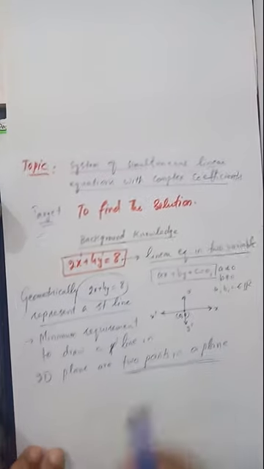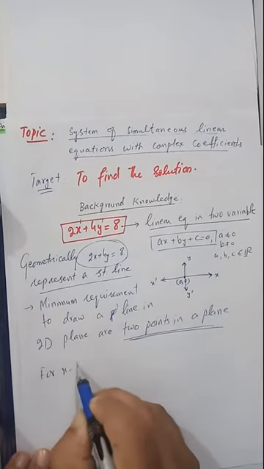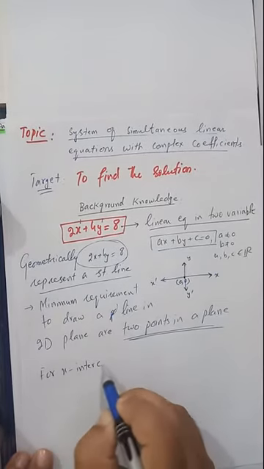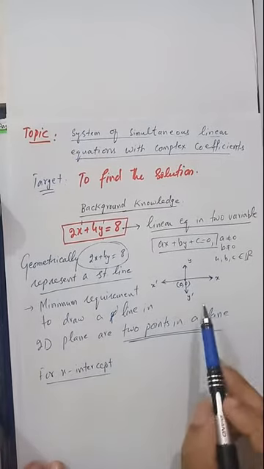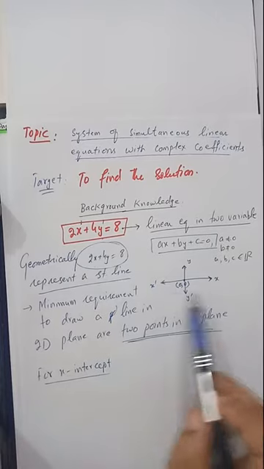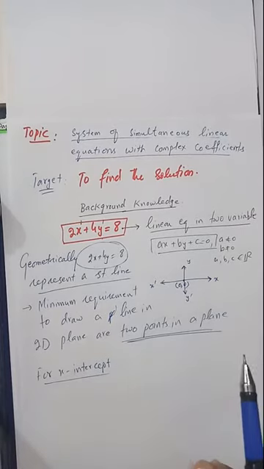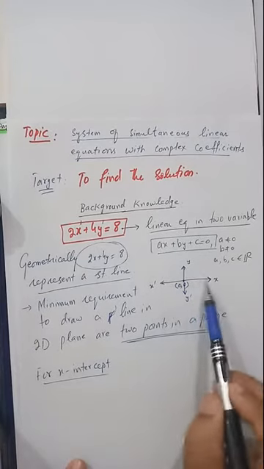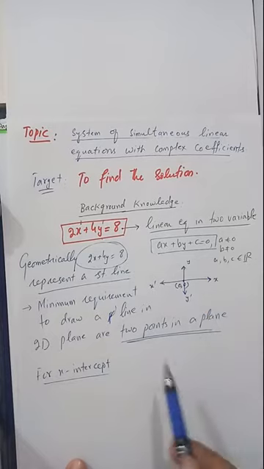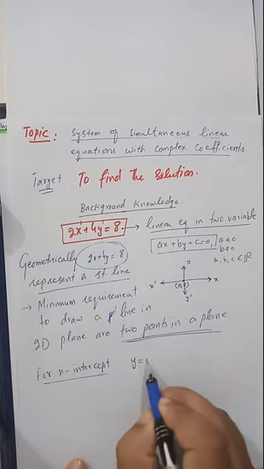So for x-intercept, remember, when you are finding x-intercept, you need to suppose y equal to 0, because you know that on the x-axis the value of y is 0. On the x-axis there is no vertical distance. You clearly see that this is a horizontal line. So for x-intercept, you need to put y equal to 0.